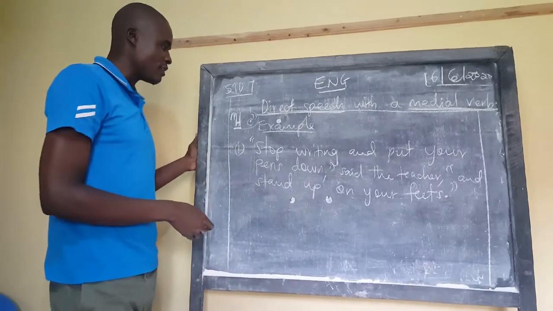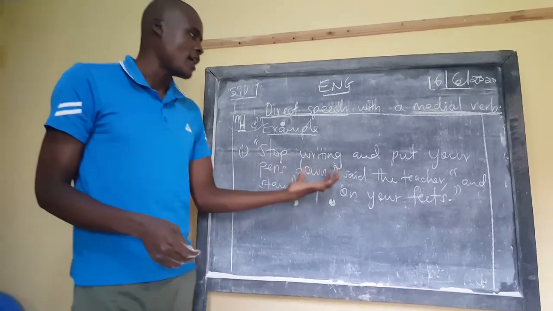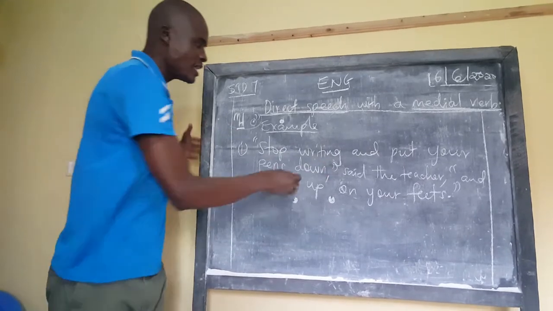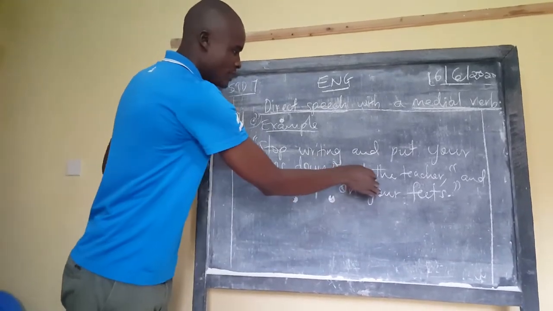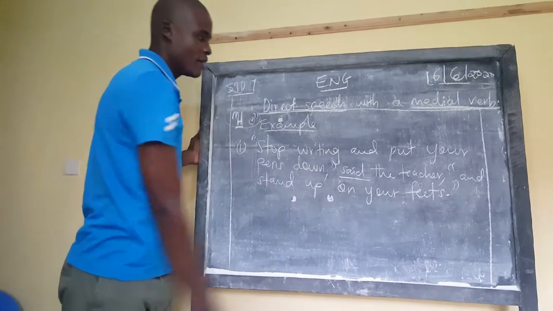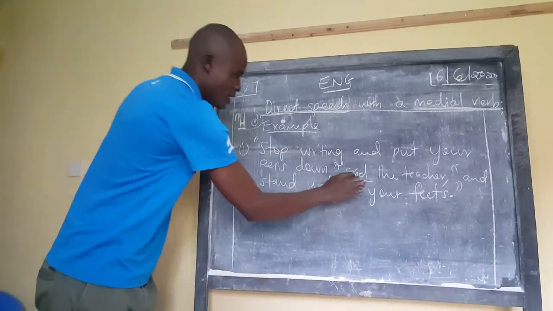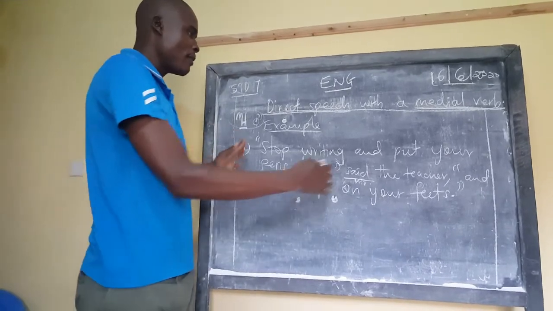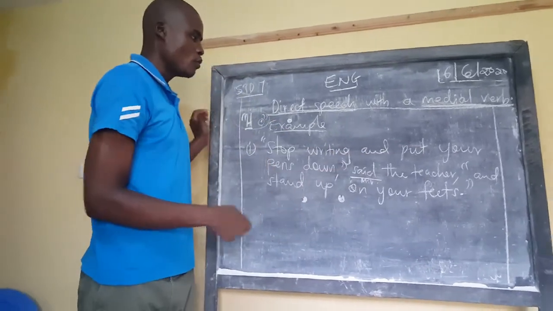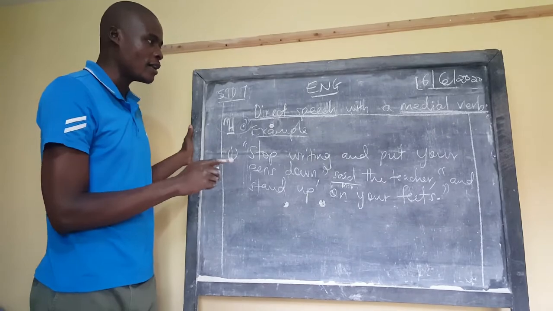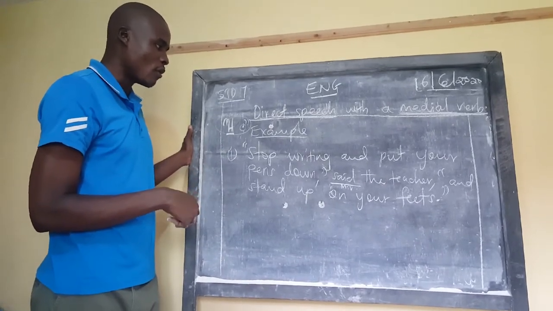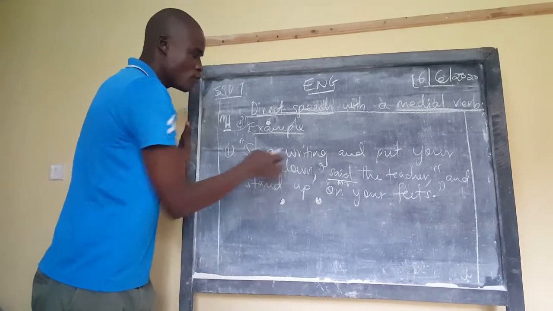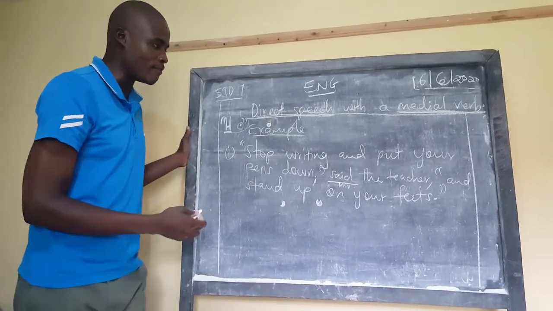Here you can see our example: "Stop writing and put your pens down," said the teacher. So the teacher said this. The word said here becomes our medial verb. We are seeing that our medial verb has come in the middle of these two speech marks. We are saying, "Stop writing and put your pens down," comma, and we have ended that. There's a comma and there's the end of quotes of the first words spoken by the teacher.